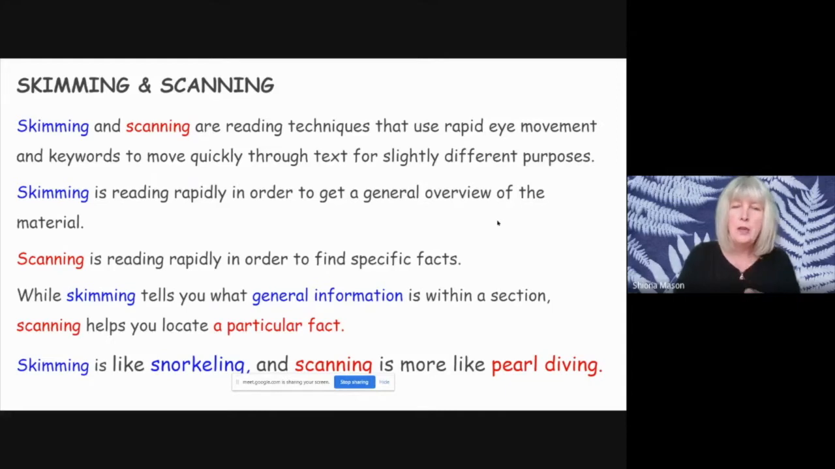So skimming is a bit like snorkeling, and scanning is a bit more like pearl diving. Because when you find a pearl, you have to open the shell and pick out a specific thing, don't you? So that's a bit like scanning, it's pearl diving, finding a particular piece of information.